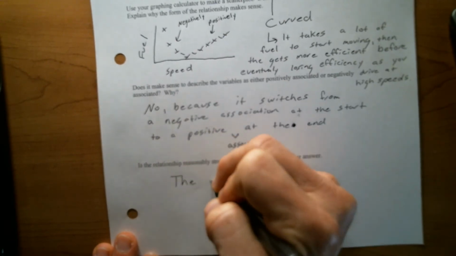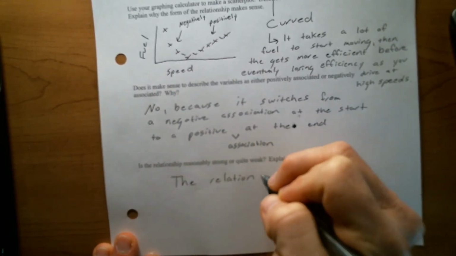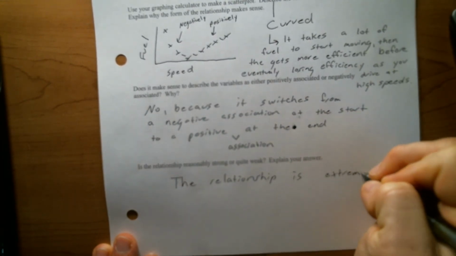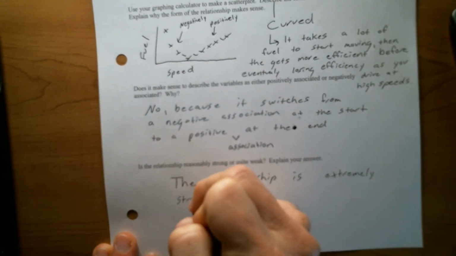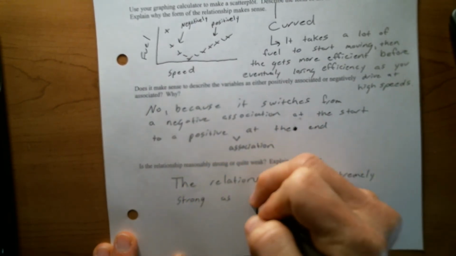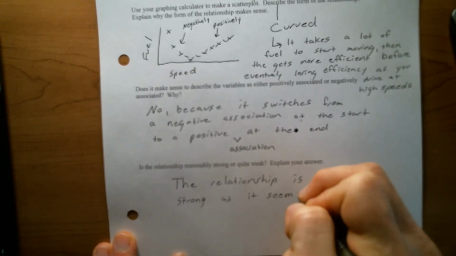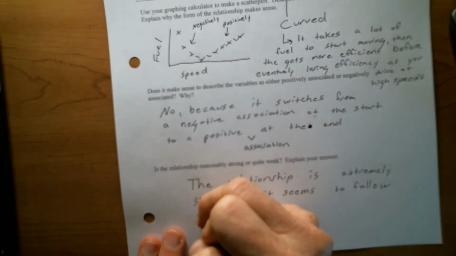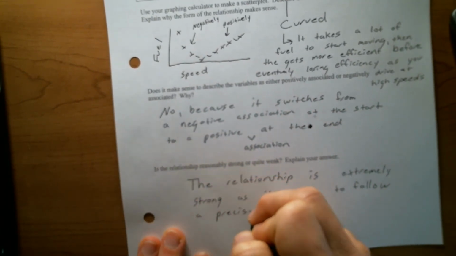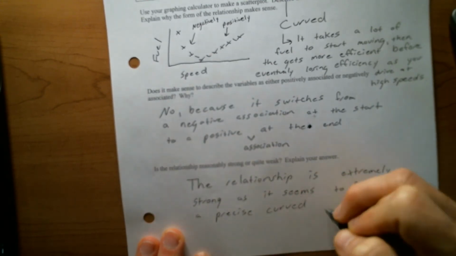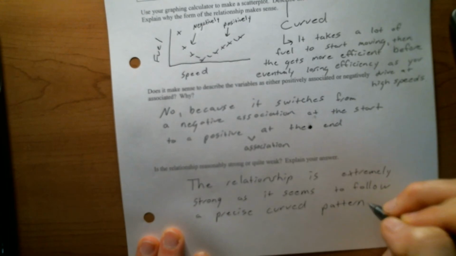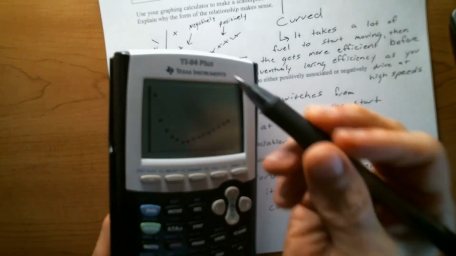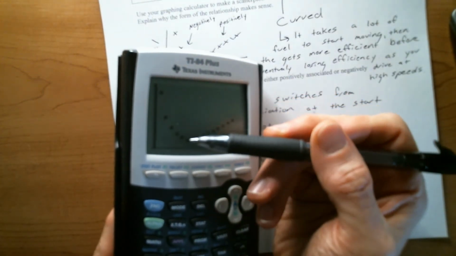The relationship is extremely strong as it seems to follow a precise curve pattern. Right? We might not know exactly what this equation is or what that pattern is, but it's clearly following some sort of very established pattern.